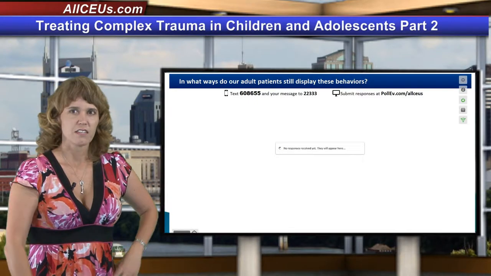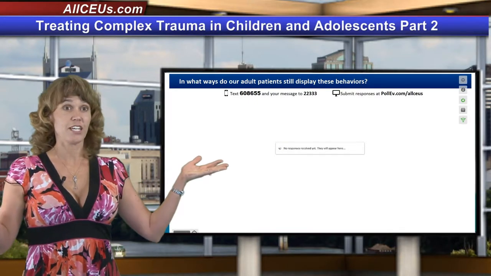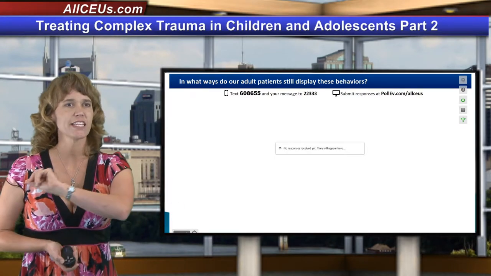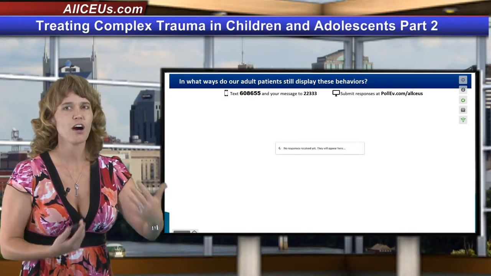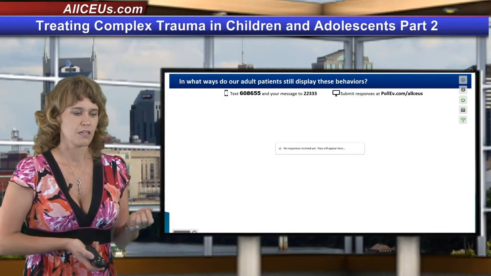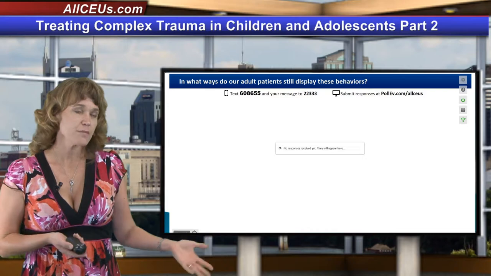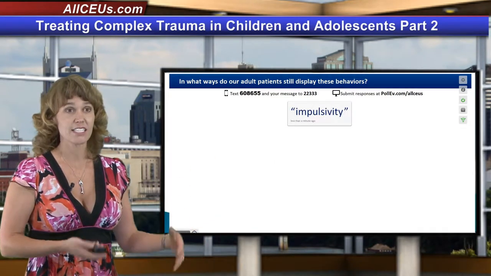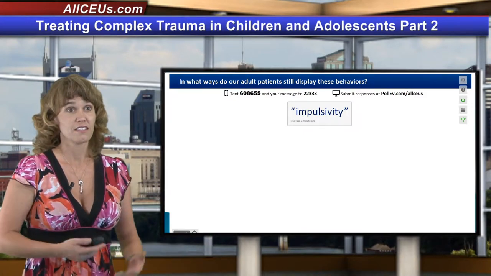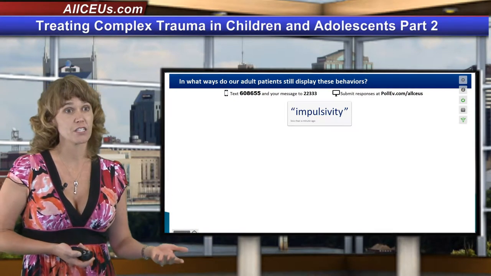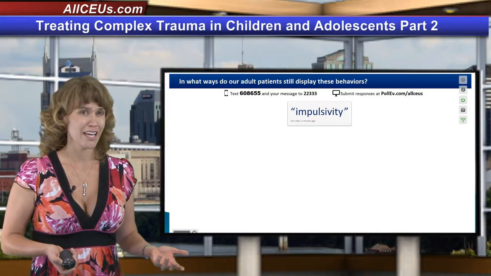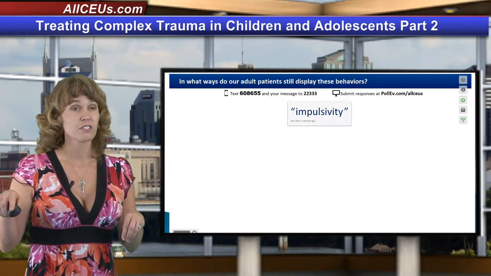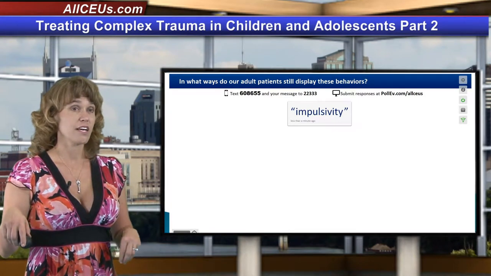So, next question, or final question actually. In what ways do our adult patients still display these behaviors? And we've been talking about that quite a bit. Sometimes we'll be lucky enough to have adolescents or children come to our office so we can intervene early. That's not always the case. A lot of times we have adults who present and they're like, oh, let me tell you.